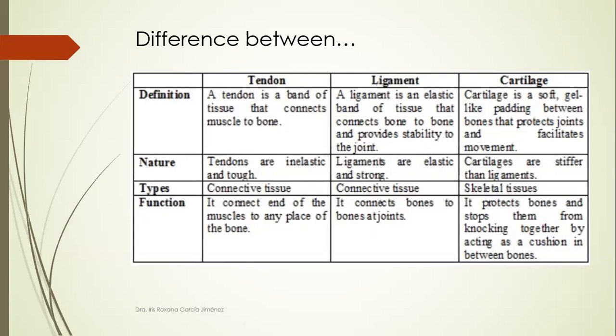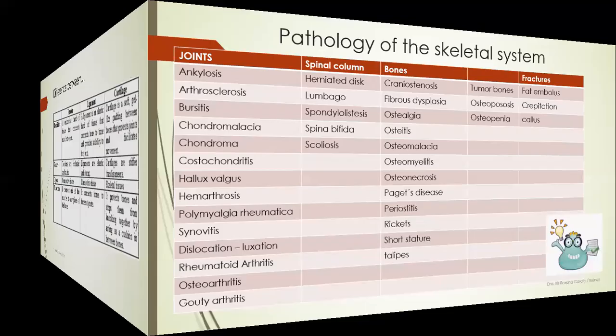And the cartilage. Cartilage is a soft, gel-like padding between bones that protects joints and facilitates movement. It is stiffer than ligaments. It is in the skeletal tissues. It protects bones and stops them from knocking together by acting as a cushion between bones. So you can see anatomical review.